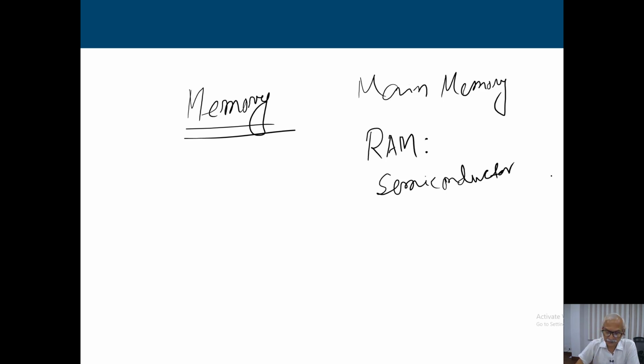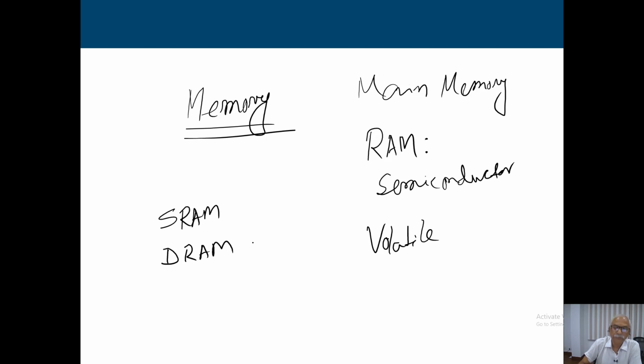Another property is that this is volatile in nature. As long as we have the power supply, we are working with this particular contents. Once we switch it off, then contents will go away. And construction wise, we are having two different kinds of RAM. One is SRAM and DRAM. Okay. Static RAM and dynamic RAM. So we can construct our memory module with the help of either SRAM or DRAM.